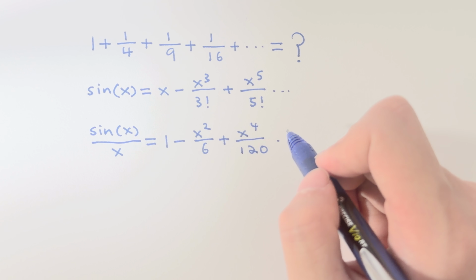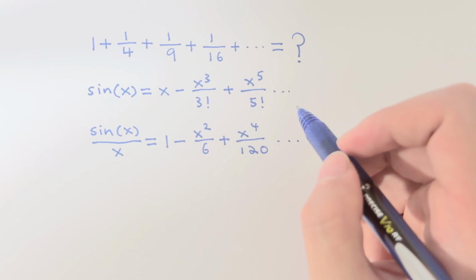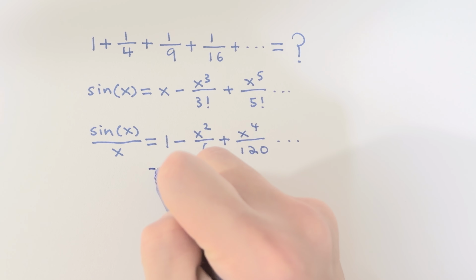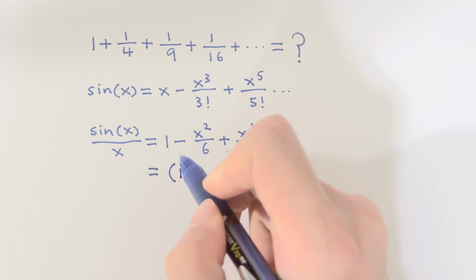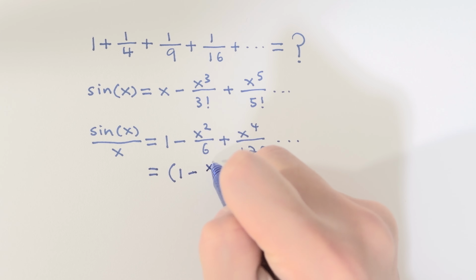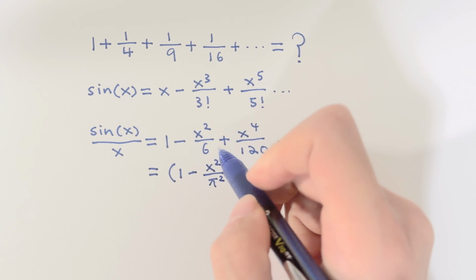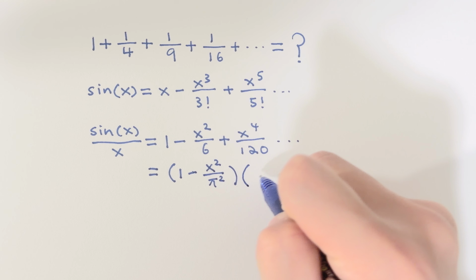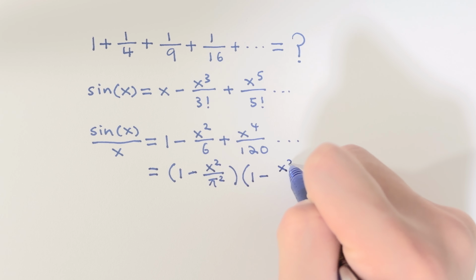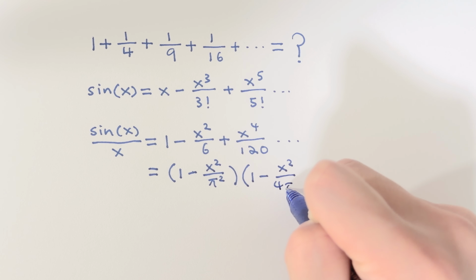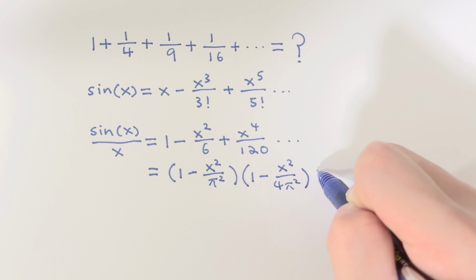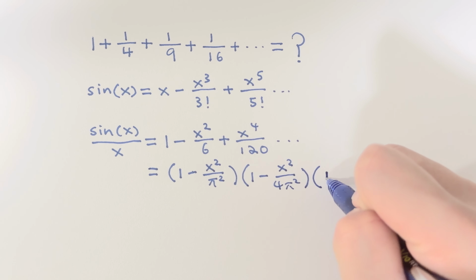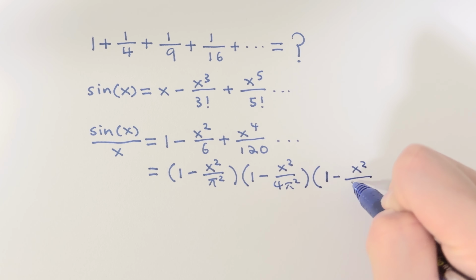Now, Euler knew that a sine wave is 0 at pi, 2 pi, 3 pi, and so on. He treated this infinite series like a simple quadratic you see in algebra, writing it as a product of its roots. Sine of x over x equals 1 minus x squared over pi squared times 1 minus x squared over 4 pi squared times 1 minus x squared over 9 pi squared.